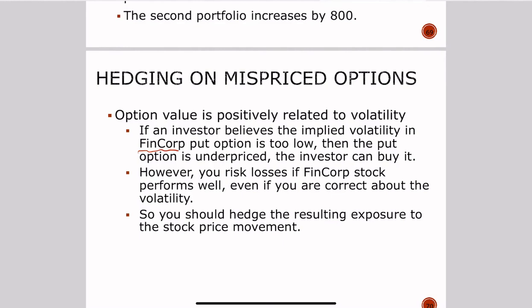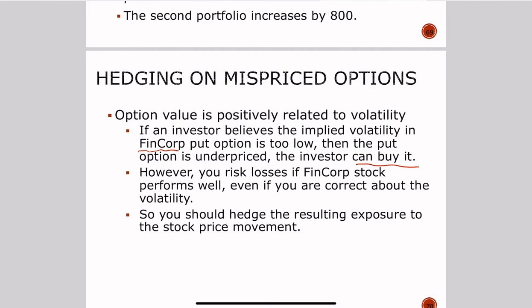So if implied volatility is unreasonably too low, then it means the put option is underpriced. So basically now you would want to buy it. Now what is your investment thesis here? You're basically saying that, okay, I think now the implied volatility is too low. So after holding this long position, I expect the implied volatility will increase, right? So I will benefit from the increase in this implied volatility.